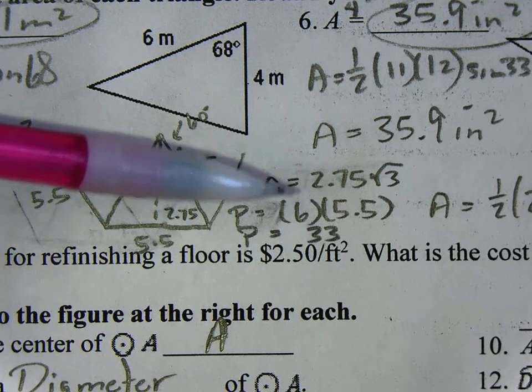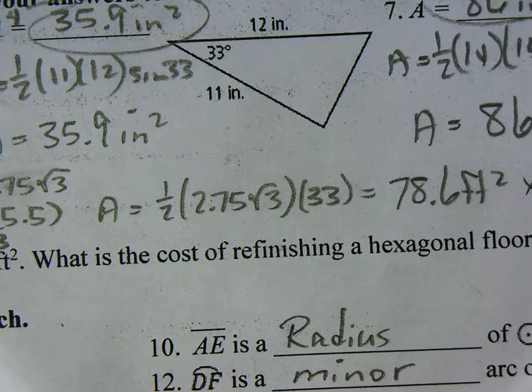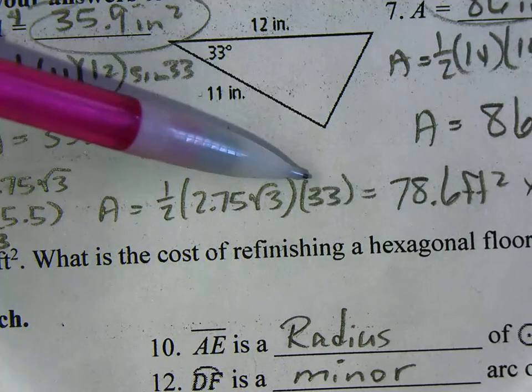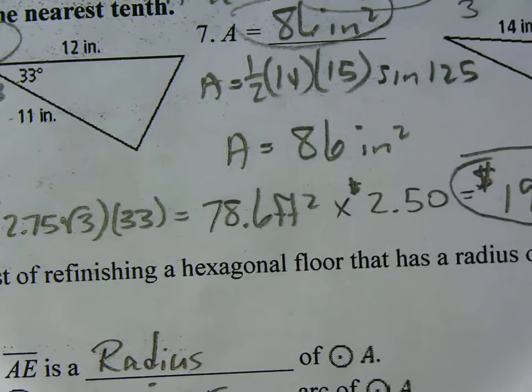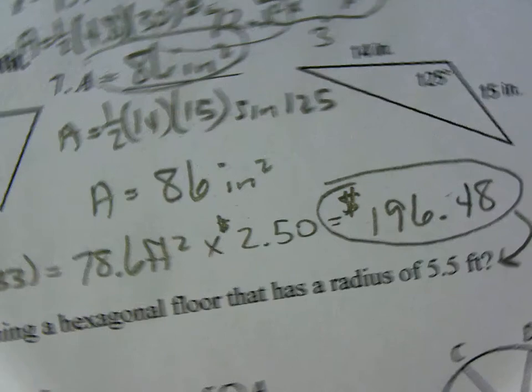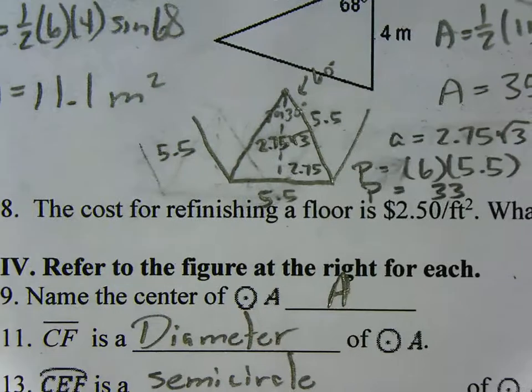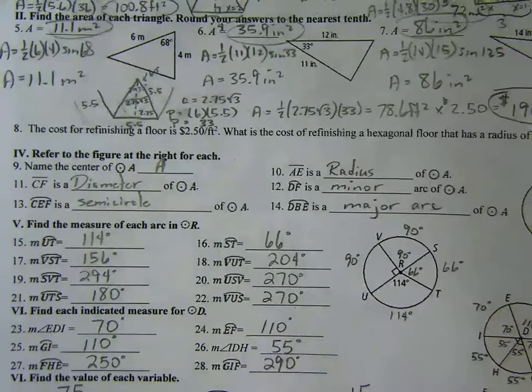So there's my apothem, there's the perimeter, so we can plug it into the formula. 1/2 the apothem, 2.75 square root of 3, times the perimeter 33, and it was 78.6 square feet. Now to get the estimated cost, we just multiply that times $2.50 per square foot, and I got $196.48. So that was the final answer. That was number 8.